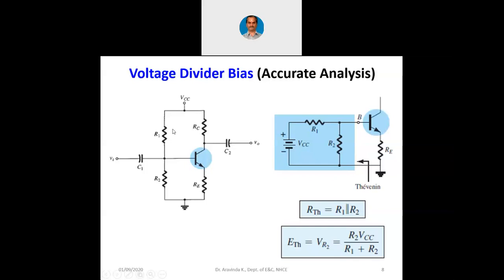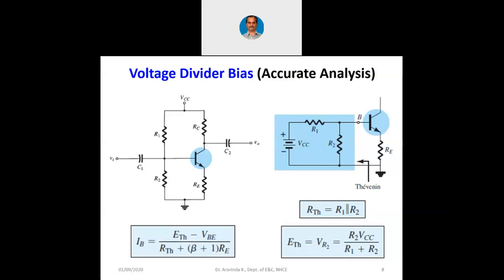This also I had discussed earlier. It's a straightforward derivation that voltage across R2 is nothing but the current across R2 into R2. So, the current across R2 is VCC divided by R1 plus R2, ignoring IB, and into that R2 itself is the VR2. Here we have a notation called ETH.